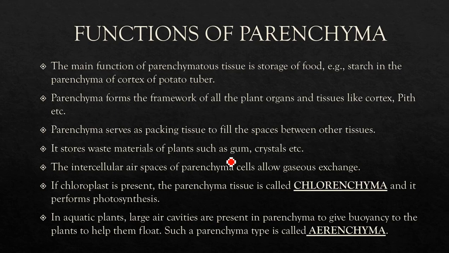Now, what are the functions of parenchyma? The main function of parenchymatous tissue is storage of food. They store food in the form of starch. Parenchyma forms the framework of all the plant organs. As told earlier, they are filler ones, so they somewhat help in forming the shape or structure of the plant. Okay, plant shape actually.